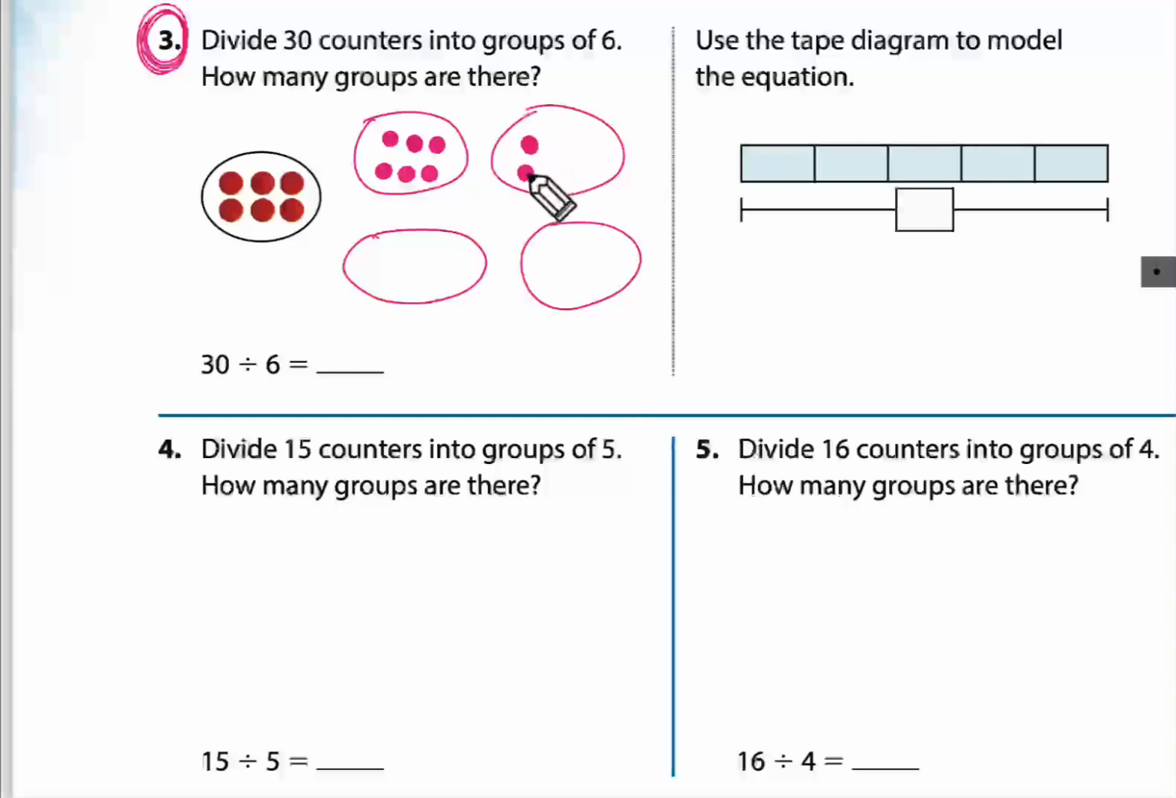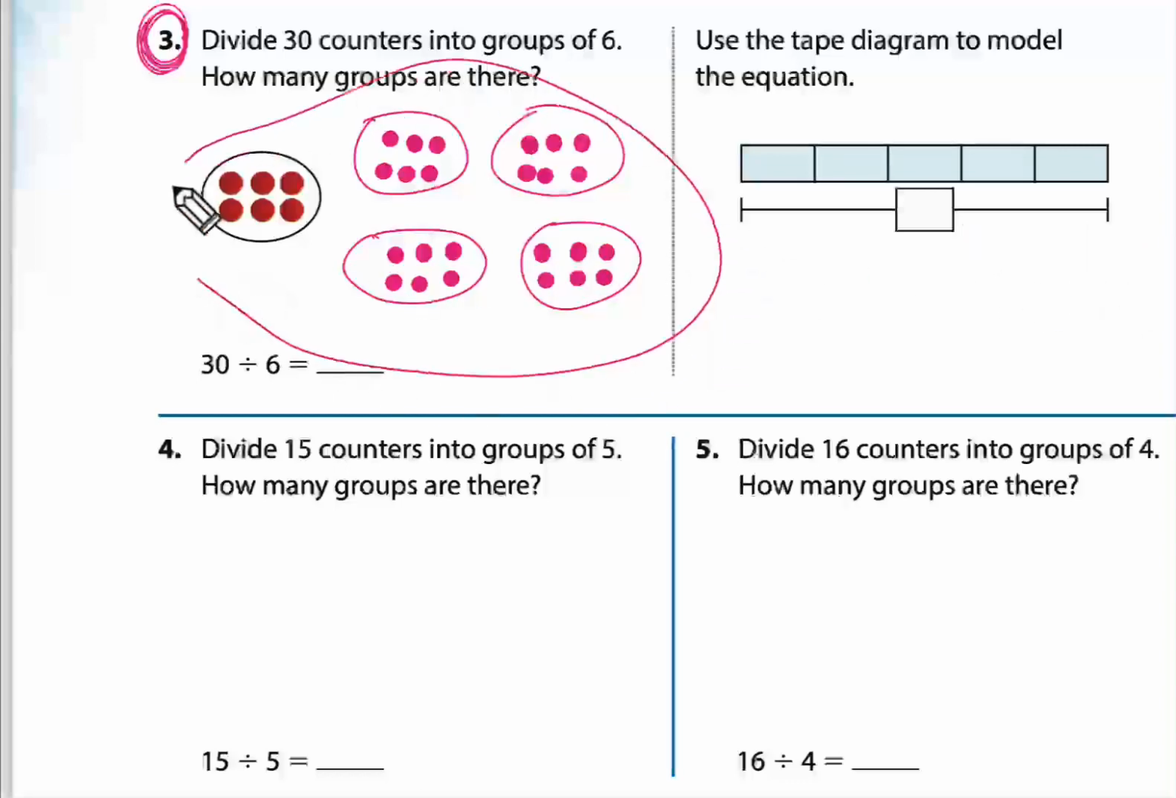1, 2, 3, 4, 5, 6. And my heroes, we need to make sure that if we count these all, we get 30. So make sure that these give 30. Count them, my heroes.